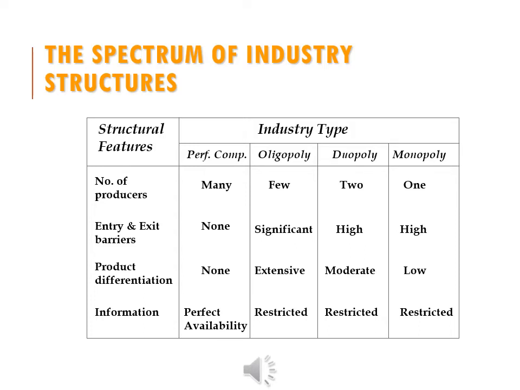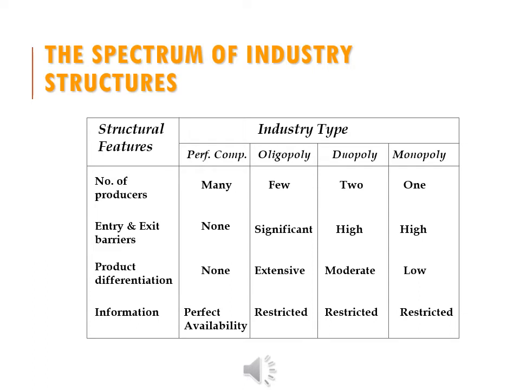On the other end of this table, we have a duopoly or monopoly, with very limited producers and very high entry and exit barriers. It's very difficult to enter and it's very difficult to exit, for example, because of capital investments and also those regulations as well.